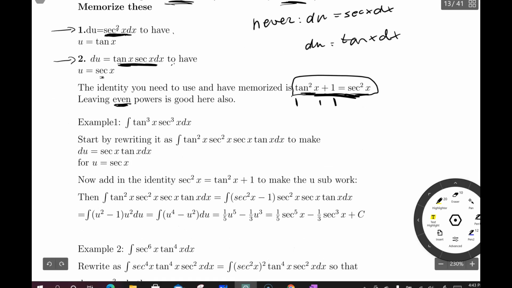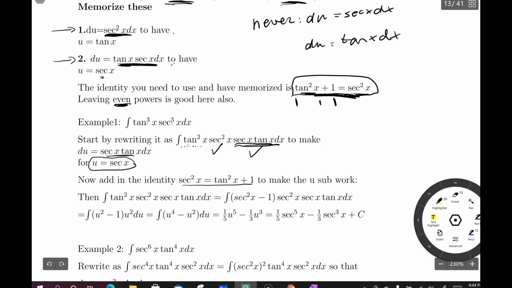All right, let's look at this. So here I have a cube and a cube. They're both odd powers. I want to leave even powers, so that's why I'm going to peel off a secant and a tangent. So that gives me a tangent squared and a secant squared. And so this is my du. If that's my du, my u must be secant because I know the derivative of secant is secant tangent. This is the identity. So I'm looking at this, u is secant. What will be taken care of? This will be taken care of. This will be my du.